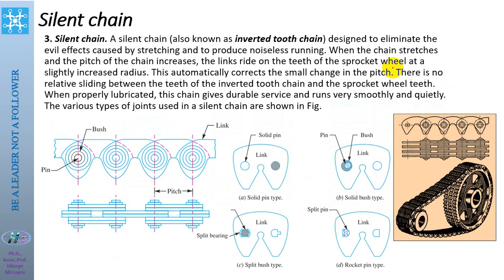Silent chains. These chains are also known as inverted tooth chains because the link of the chains is very similar to two-teeth links, designed to eliminate the evil effect caused by stretching and produce noiseless running. But construction of the silent chains is more complex, so this type of chains is seldom used for the transmission of the power.